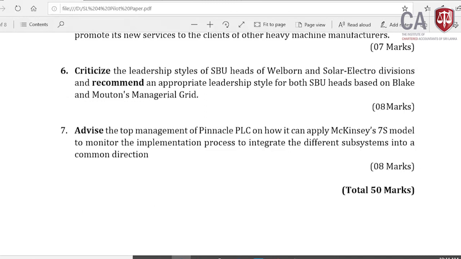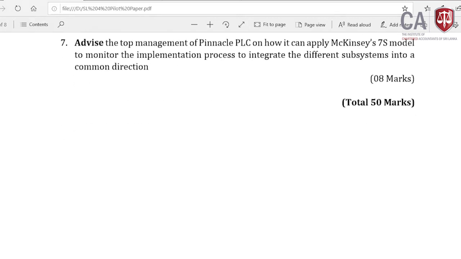Then part 7, advise the top management of Pinnacle PLC on how it can apply McKinsey's 7S model to monitor the implementation process to integrate the different subsystems into a common direction. He is asking you to discuss about the McKinsey 7S model also. That was discussed under strategy evaluations, chapter number 7. Yes, chapter number 7 we cover this. Right. Now we will look at about each one.